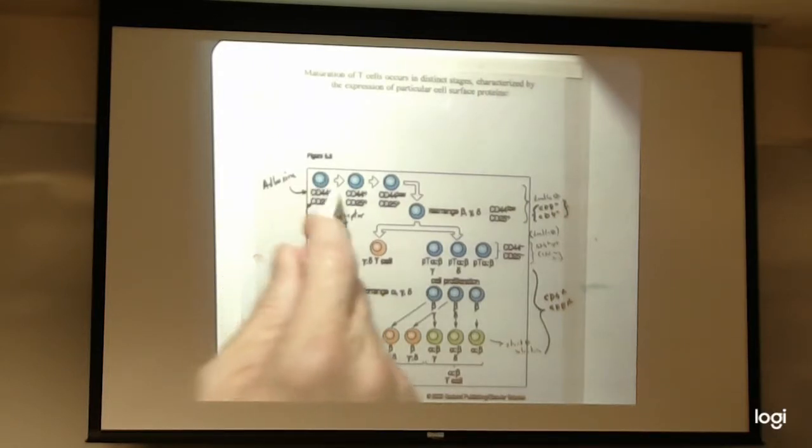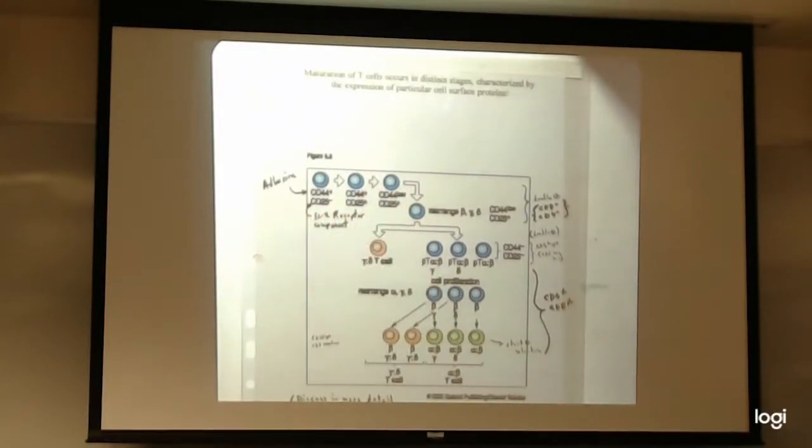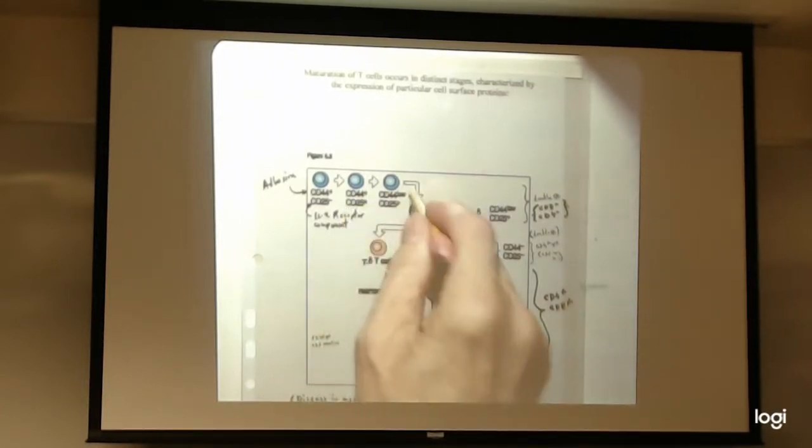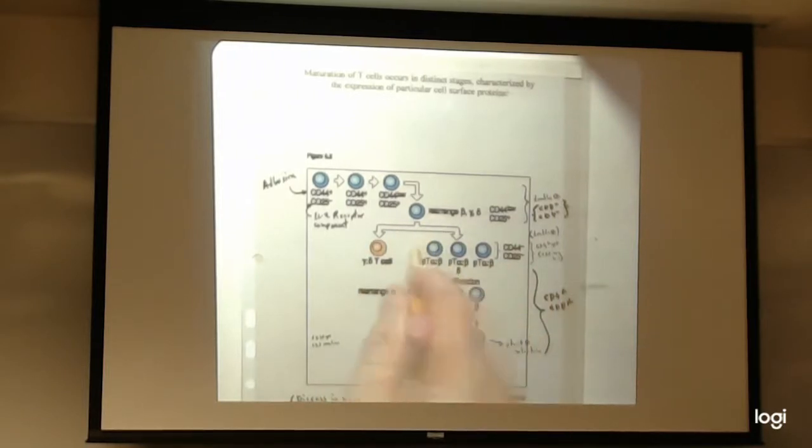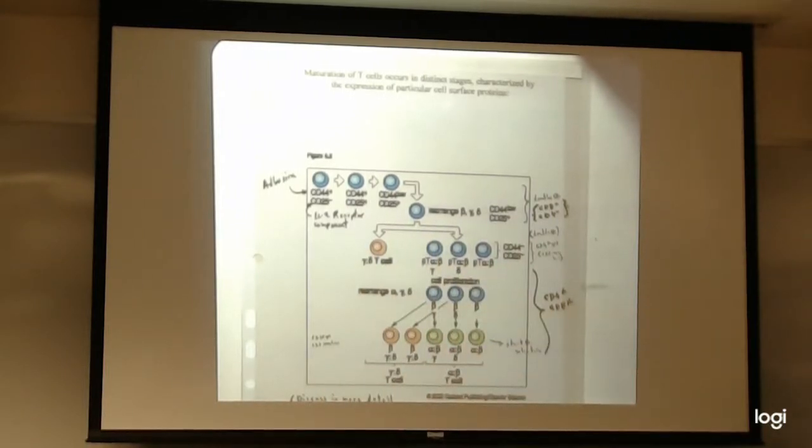antibodies against these cell surface proteins and a machine called a fluorescence activated cell sorting machine, basically, to be able to pull out these precursors one by one and characterize them, find out what's going on at the level of the gene segments which we're assembling to make a T cell receptor, and so forth.